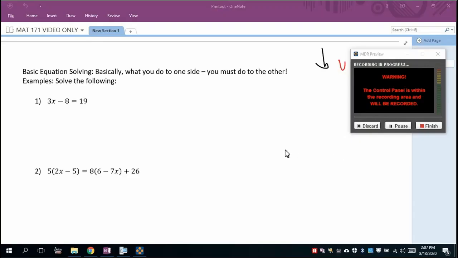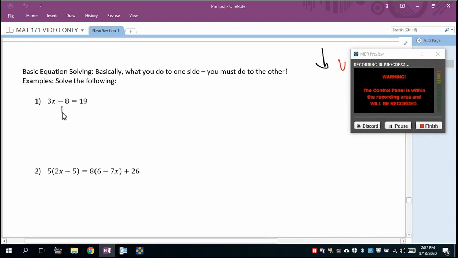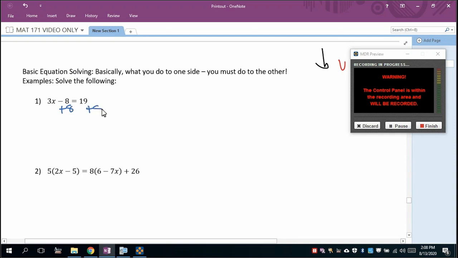All right, so this is the last of the preliminary videos here. And I want to throw this in here because I think it's important. So basic equation solving. What you do to one side, you have to do to the other. Make sure you combine like terms. So we're going to add the 8 to both sides. We'll get 3x equal to 27. If we divide both sides by 3, we're going to get x equal to 9.